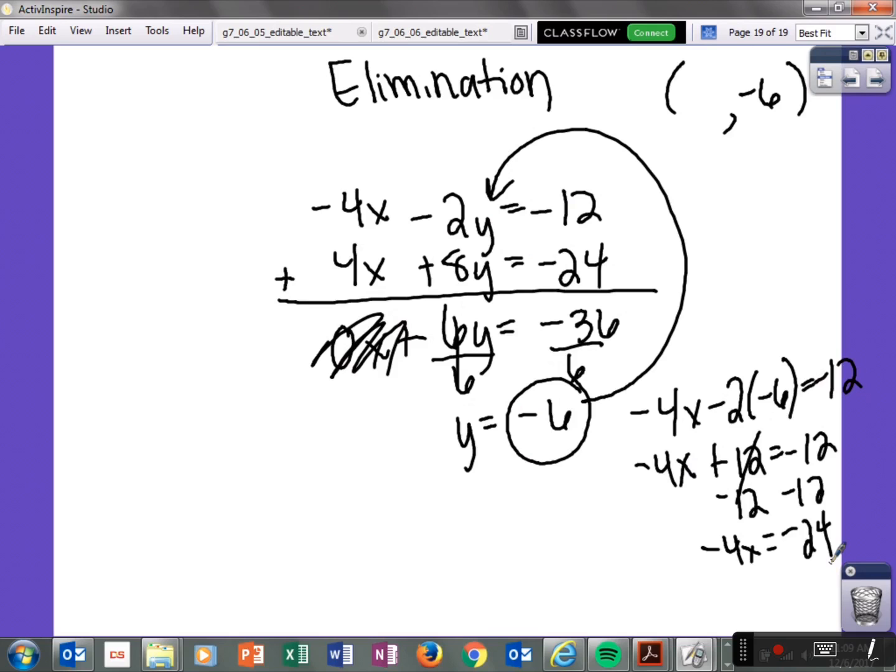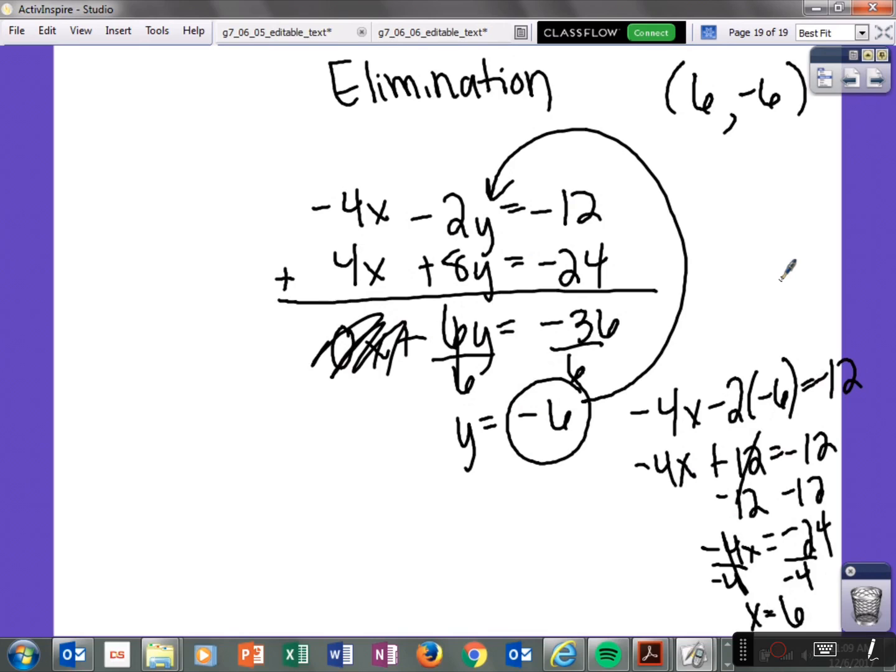Yes, Colin? Isn't negative times a negative positive? Yeah, but that's not multiplying. No, but up at the top, negative 4x minus 2 times negative 6. Negative 2 times negative 6 is positive 12. Okay. And negative 24 divided by negative 4 is positive 6. So then we can fill that in up there. So our answer is 6 comma negative 6.